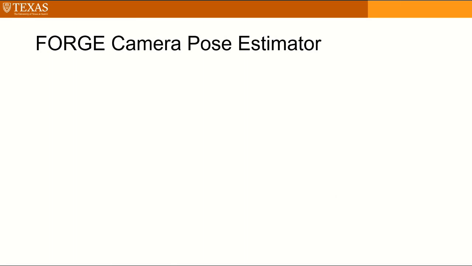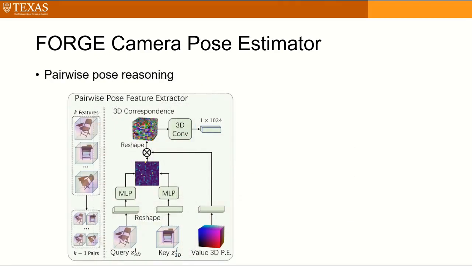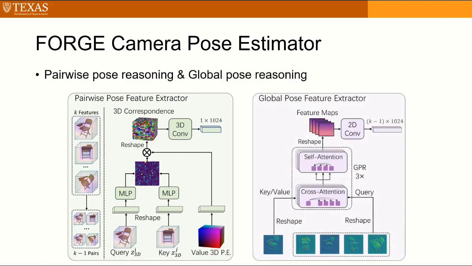A key component of Forge is the camera pose estimator. To boost the pose accuracy, we build two pose reasoning modules, which take different inputs. In the pairwise pose reasoning module, we calculate the 3D correspondence cues between each pair of 3D features. This module benefits from the use of accurate 3D-aware features. In the global pose reasoning module, we build 2D feature maps, where each feature element aggregates information from all other views. Thus, the model has a global understanding of the camera configurations, which helps when the overlap between an image pair is too small.